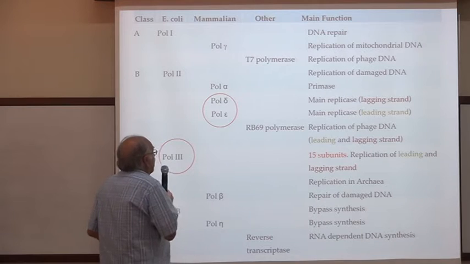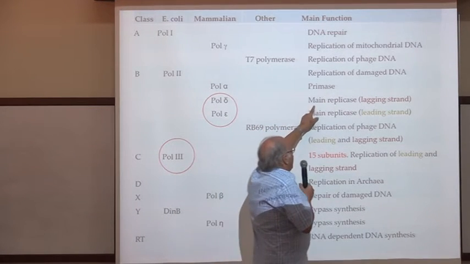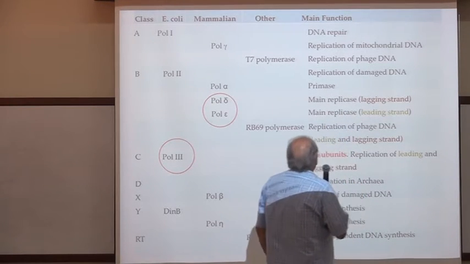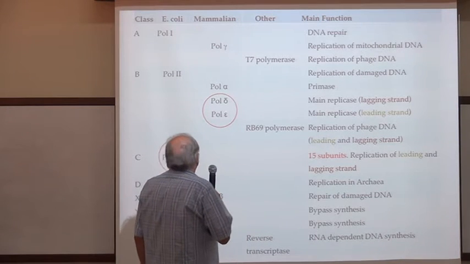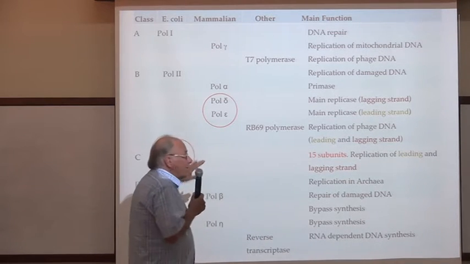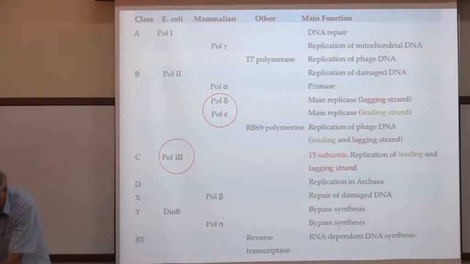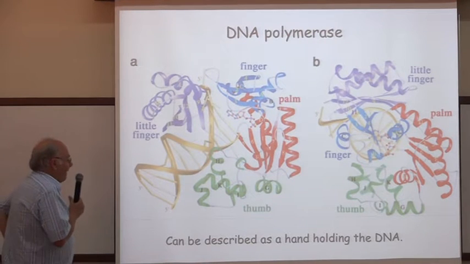So the ones we will focus on are pol delta and pol epsilon, the main replicase on the lagging strand, and the main replicase on the leading strand, 2 different enzymes. So just to give you an impression of the range of enzymes involved.